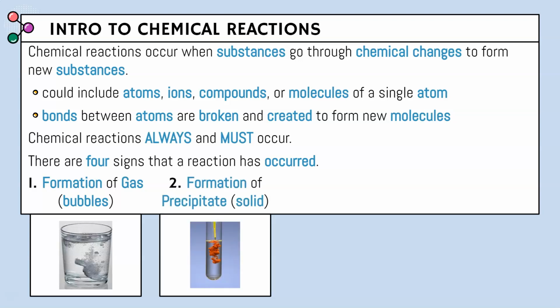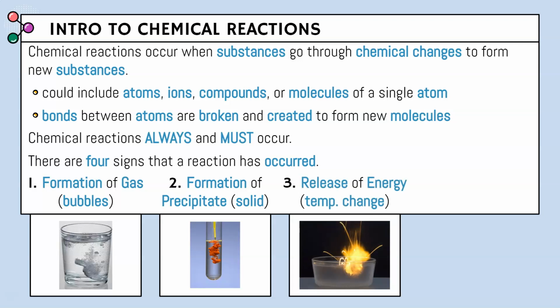Now, number 2 is a formation of precipitate. A precipitate is a solid. As you can see in the image here, we have a clear solution and a yellow solution coming together to form this kind of cloudy copper orange color. That right there is a solid in a solution. So if we did evaporate or centrifuge to separate the solid and the liquid, you would get a solid after that.